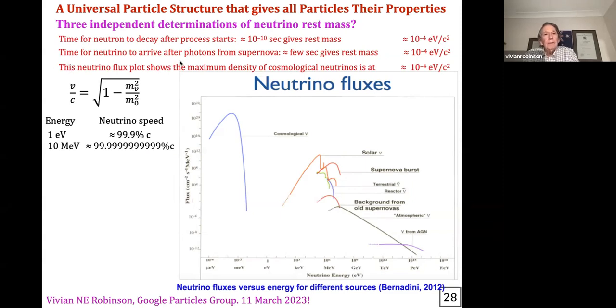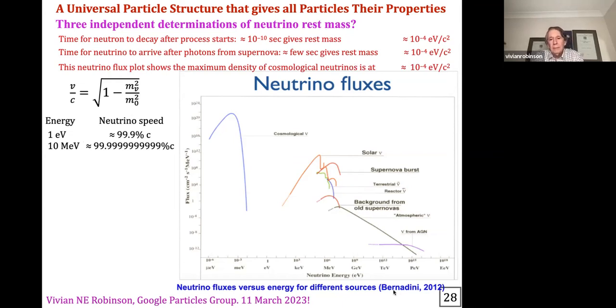Also, there is the time for a neutrino to arrive after photons from a supernova; again, they're within a few seconds. Now, if we do the reverse of the relativistic velocity corrections, you get m v over m naught squared. In order to travel tens of thousands of light years and be just a short time behind a photon, you need that rest mass of about 10 to the minus 4 eV per c squared.